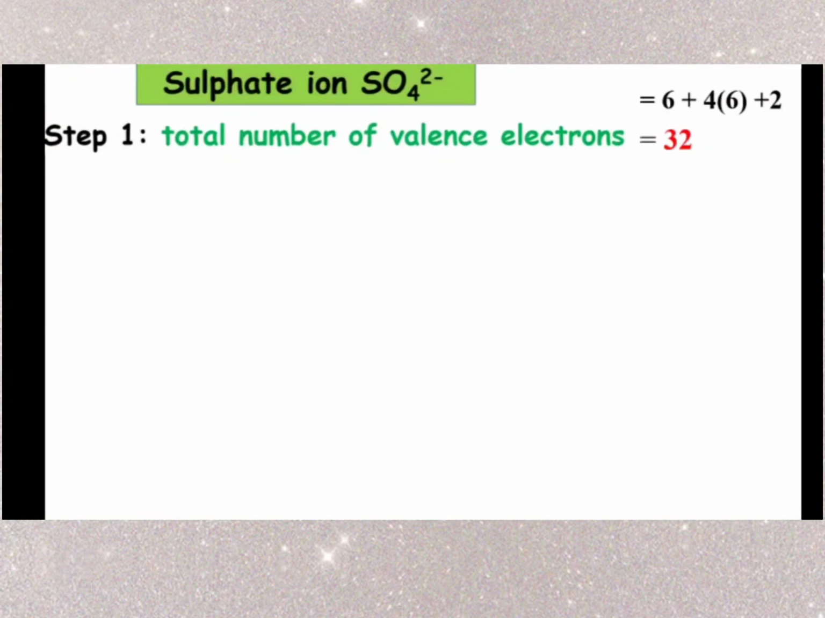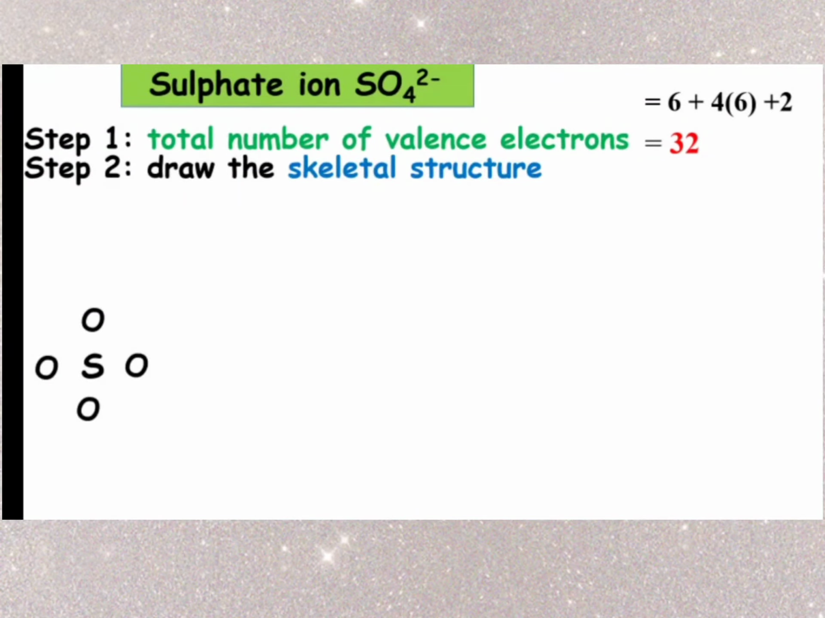Next, the Lewis structure of sulfate ion. Sulfate ion is a polyatomic anion having a negative charge of -2. That's why we need to add 2 to the total number of valence electrons. For the second step, we need to draw the skeletal structure. As I told you, the central atom has the least electronegativity. Therefore, the sulfur atom is the central atom.